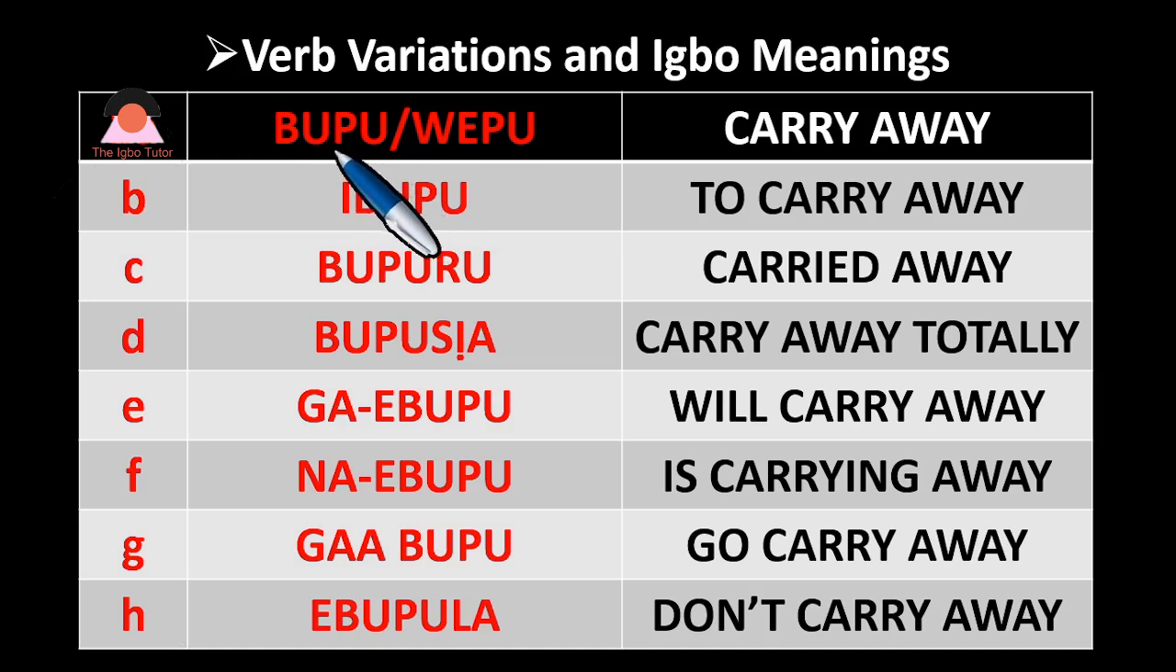Let's break it down to its variations or various forms. Bupu, carry away. Ibupu, to carry away. Bupuru, carried away. Okay, bupusia, carry away completely. Ga ebupu, will carry away. Na ebupu, is carrying away. Ga bupu, go carry away. Direct opposite, ebupula, don't carry away.